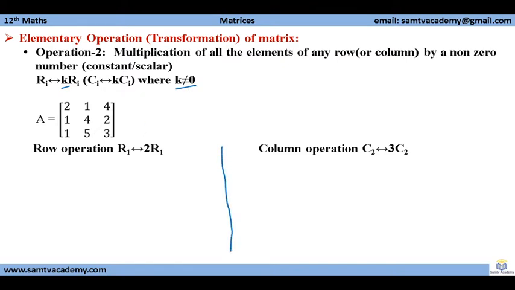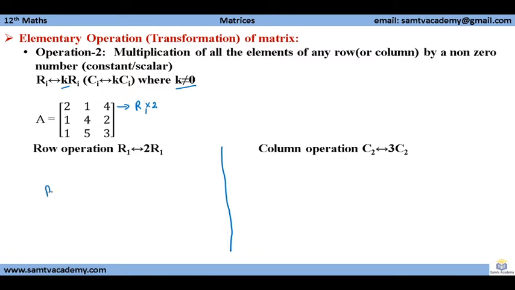So we will separate this like this. What it is saying is that R1 will be replaced by 2R1. So we have to multiply this. This is R1 and this is multiplied by 2, and that value will be replaced in each element.